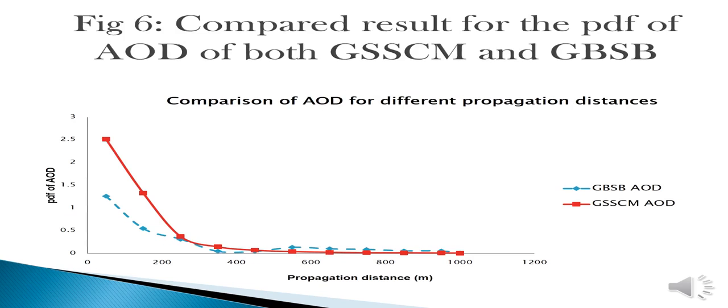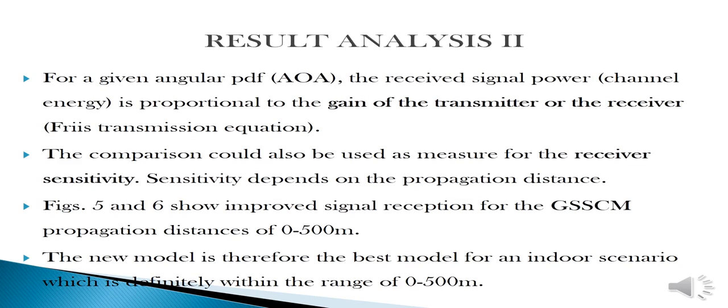For AOD, which is the angle of departure, we see that the same thing is obtainable between the GSSCM and GBSB. Therefore, we can say that for a given angular PDF, which is the AOA, the received signal power is proportional to the gain of the transmitter or the receiver. That is gotten from the Friis transmission equation. This comparison could also be used as a measure for receiver sensitivity. Note that sensitivity depends on the propagation distance.